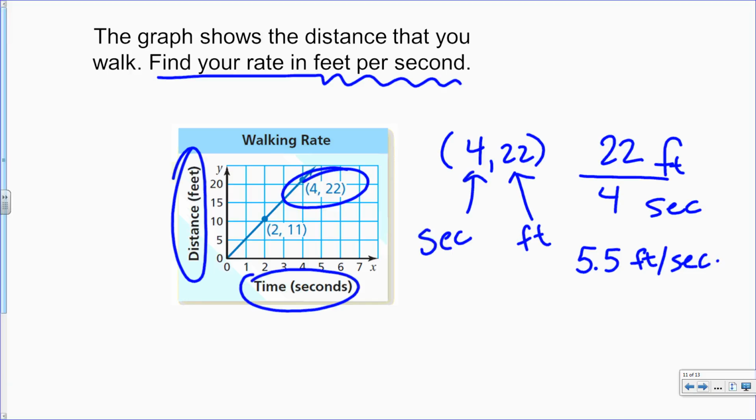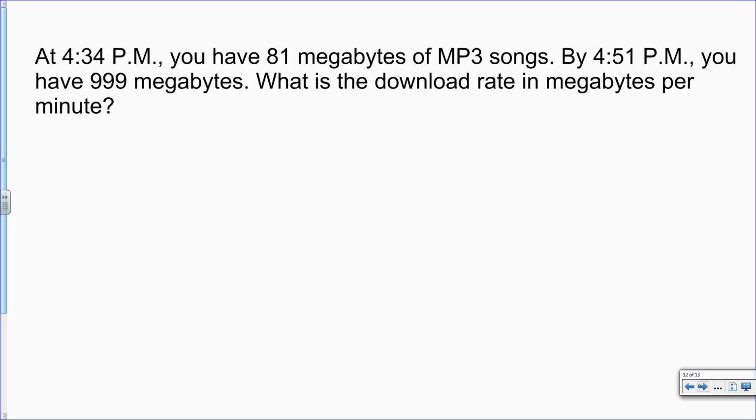So you've looked at finding rates from tables and finding rates from graphs. Last thing you want to do is a story problem. At 4:34 p.m. you have 81 megabytes of an MP3 song, and by 4:51 you have 999 megabytes. What is the download rate in megabytes per minute? Well, it says megabytes per minute. So that's what I'm looking at.